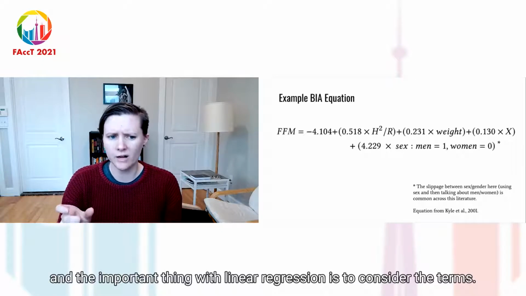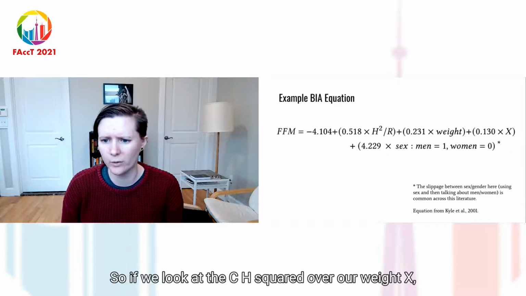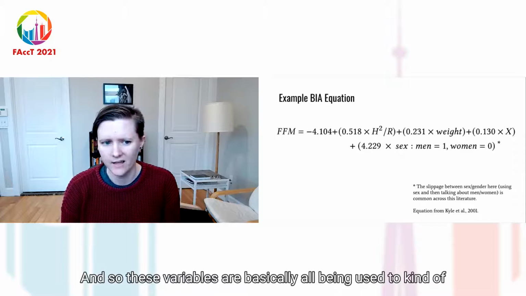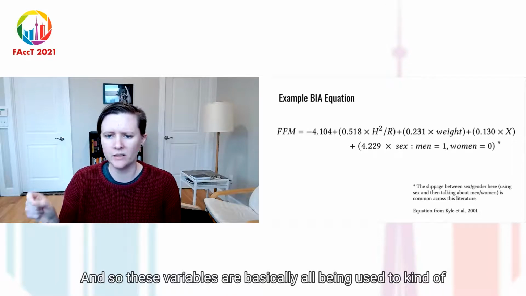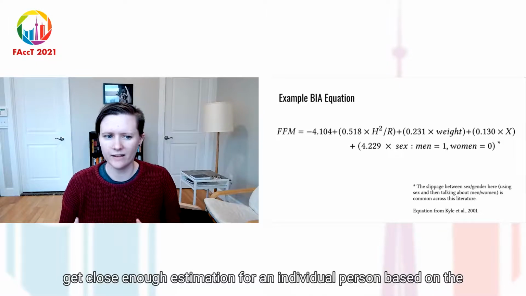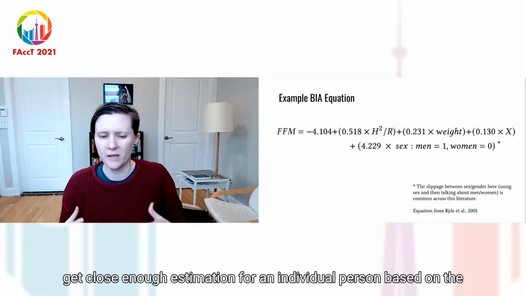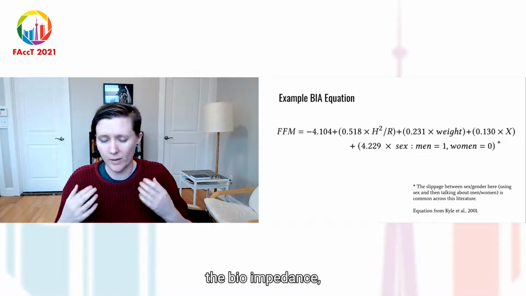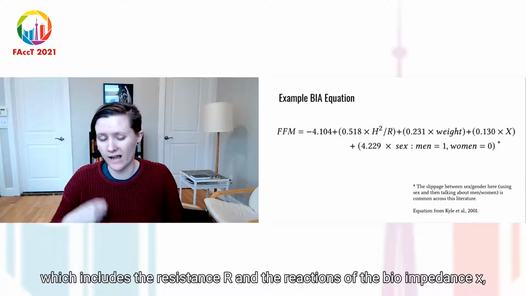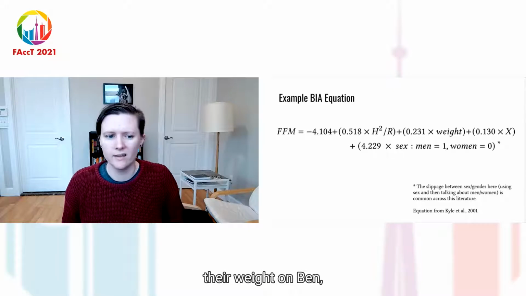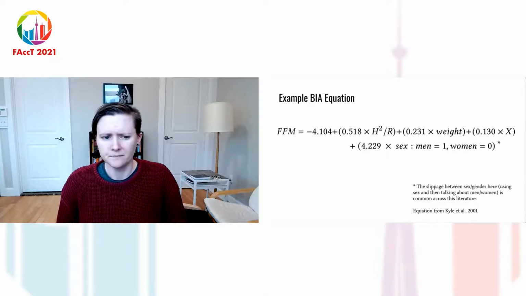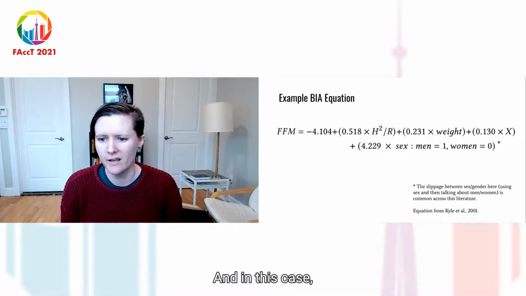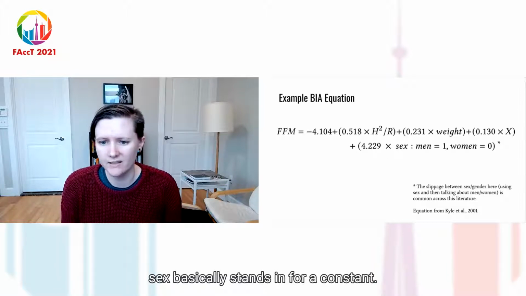And the important thing with linear regression is to consider the terms. So if we see h squared over r, weight, X, which stands for the reactants, and then sex. These variables are basically all being used to get a close enough estimation for an individual person based on the results for many different people, where they measured the bioimpedance, which includes the resistance R and the reactance of the bioimpedance X, their height, their weight, and then their sex/gender. And so you put all these things together, and then you get some sort of estimation of that person's fat-free mass.